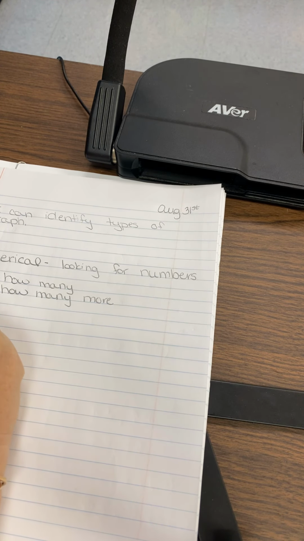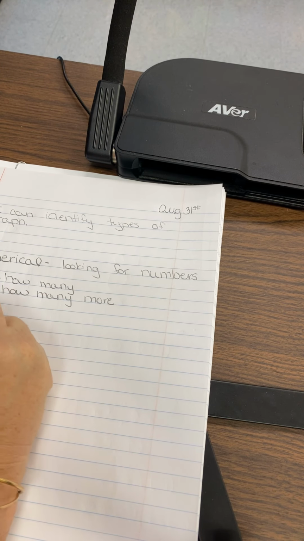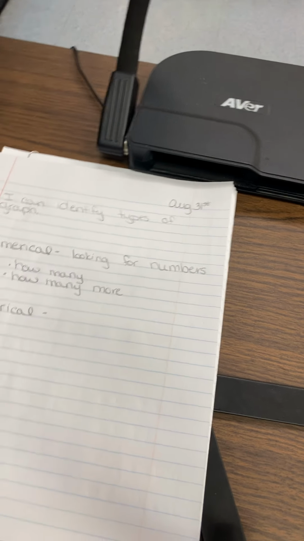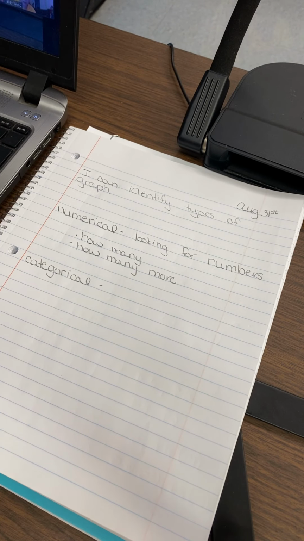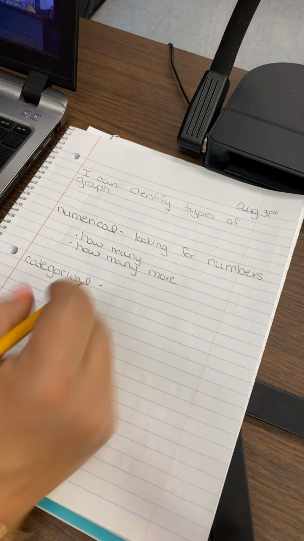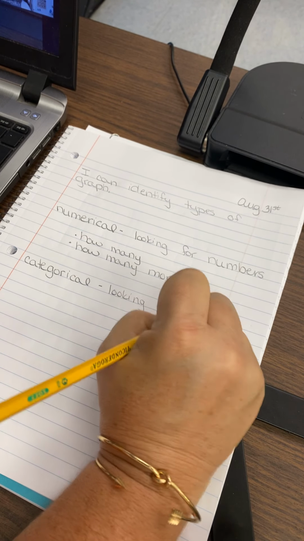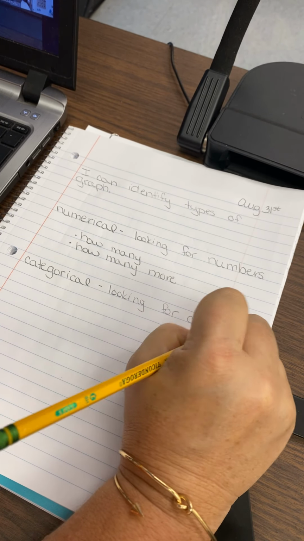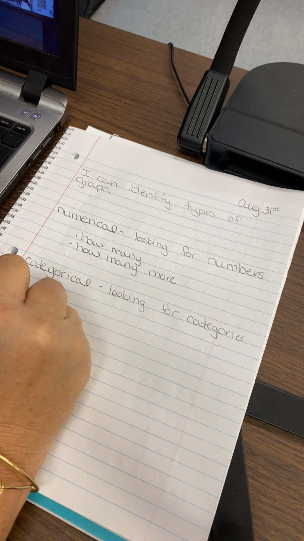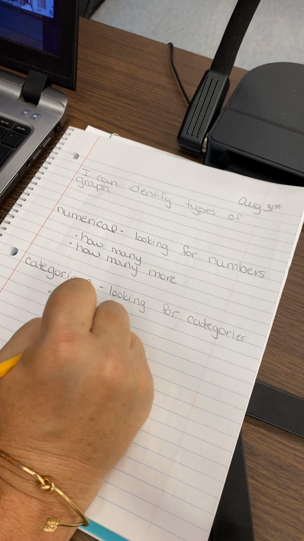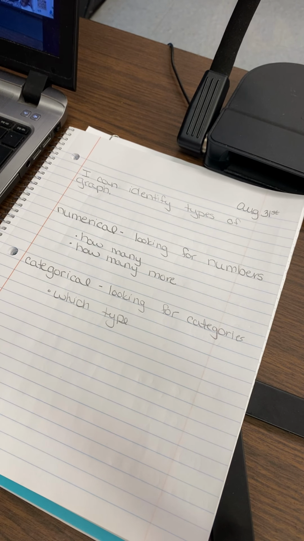The next one was categorical. And that one was all about categories. And that one was all about which type of something. So when we did, for example, that ice cream question, the question would be, which type of ice cream did most people choose?